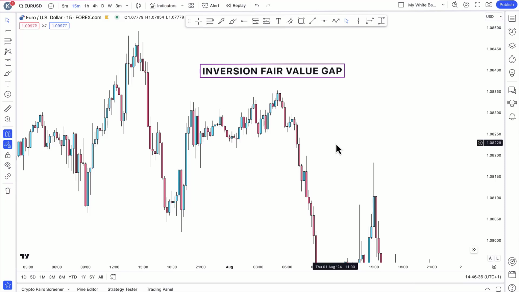In today's video, guys, we'll be talking about ICT inversion fair value gap. What exactly is inversion fair value gap and how you can literally use it for trade entry? Now, for those of you who are struggling to understand some of the bulky videos from ICT YouTube channel, what I try to do on my YouTube channel is to basically help you to have a very basic understanding of what exactly ICT is trying to help you understand.